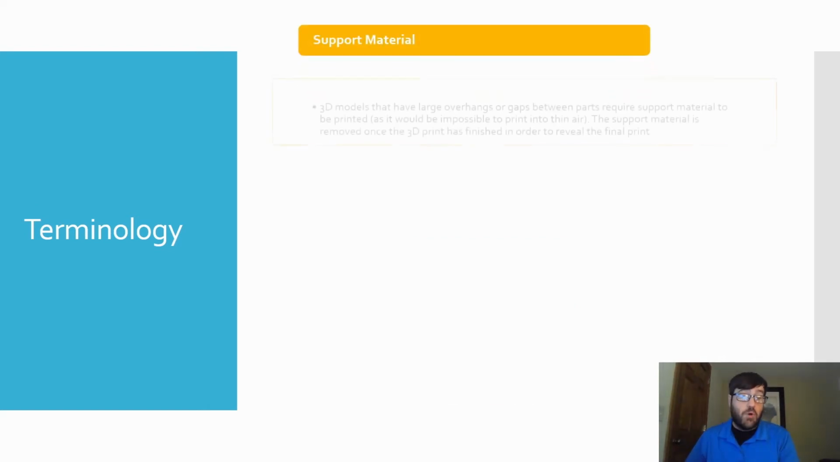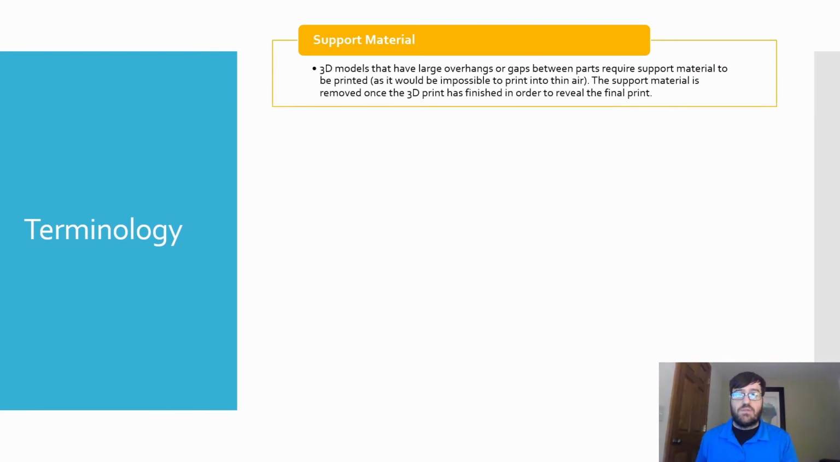Some more terms. Support material. This is what we're talking about. 3D models that have a large overhang or gaps between parts require support material to be printed, as it would be impossible to print into thin air. The support material is removed once the 3D print is finished in order to reveal the final print.